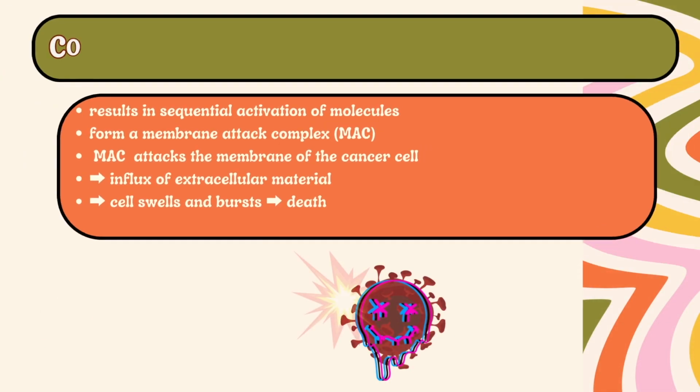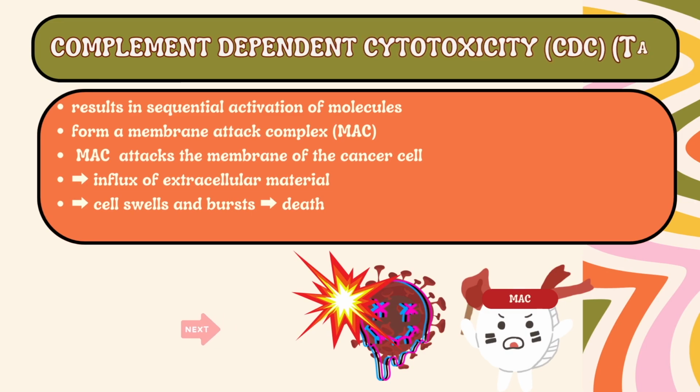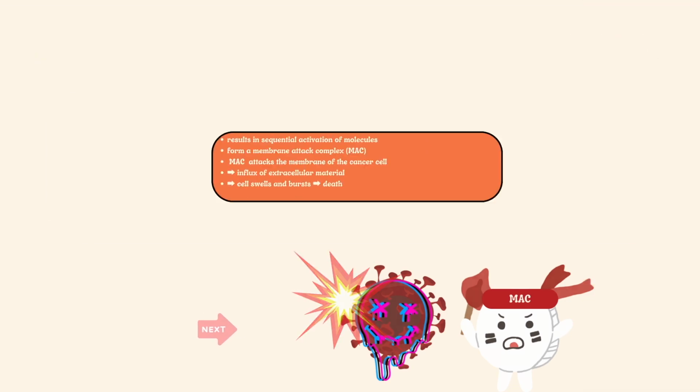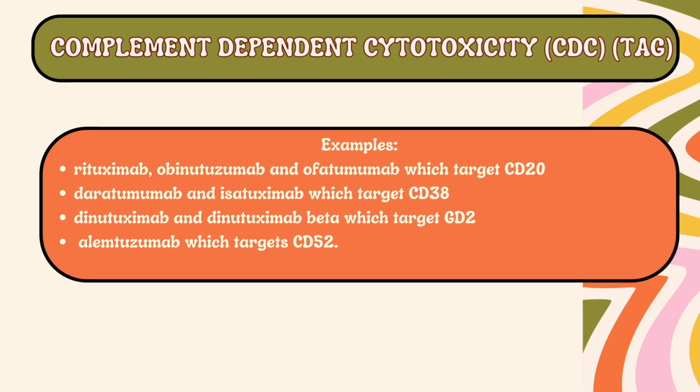Once the complement system is fully activated, it will form a membrane attack complex. So this little guy here is called MAC. MAC attacks the membrane of the cancer cell, and then a lot of the extracellular fluid will go into the cell and the cancer cell will swell up and burst to death. Some examples of the CDC MABs are rituximab and daratumumab. They are very common examples of the CDC MABs that are commonly used.